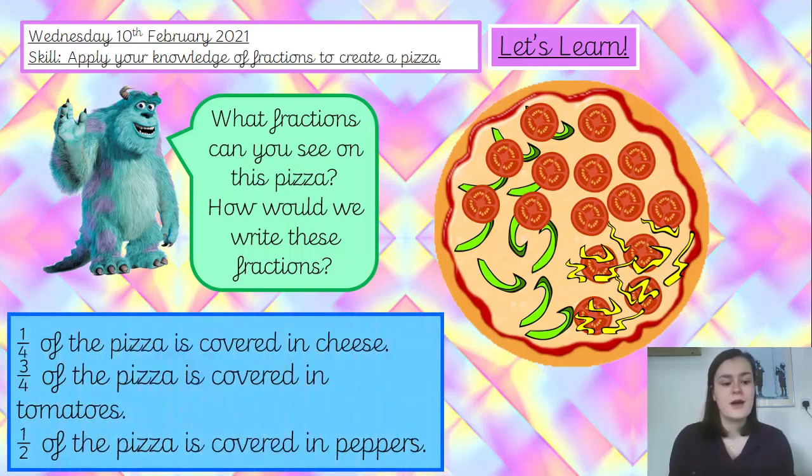Okay, so hopefully you said 1/4 of the pizza is covered in cheese. So that's this quarter down here, isn't it? Because if we imagine the pizza was split up into fractions that size, we'd have 4, wouldn't we? So we know it's going to be a quarter. Hopefully you also noticed then that 3/4 are covered in tomatoes.